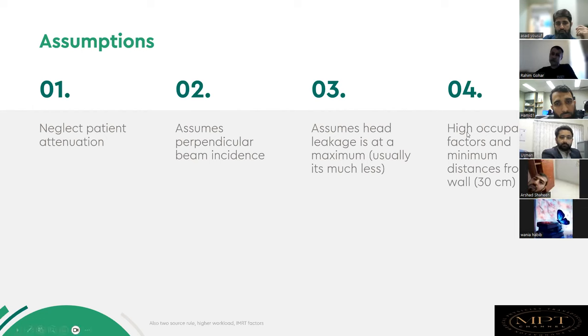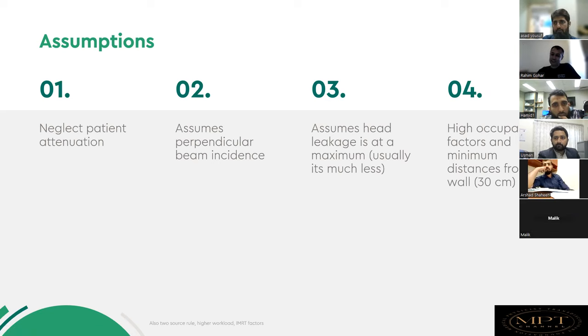All right, so the fourth one, when you do your surveys, you're always taking your measurements at 30 cm away from the barrier. But nobody is sitting at the barrier all the time, right? Nobody is going to lean against the wall. That's not possible. So these are some of the conservative assumptions the NCRP is making.